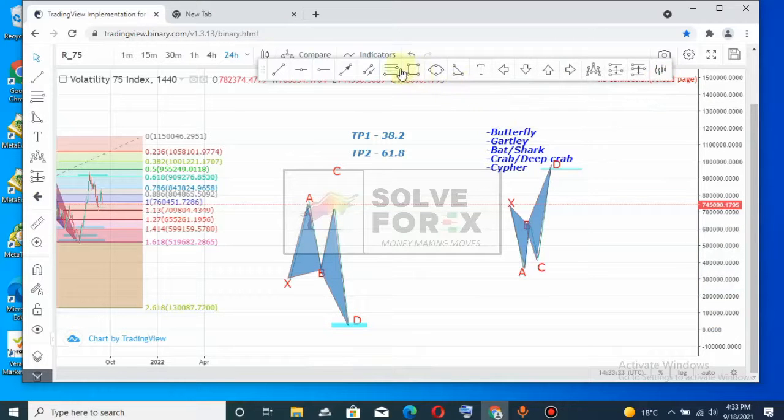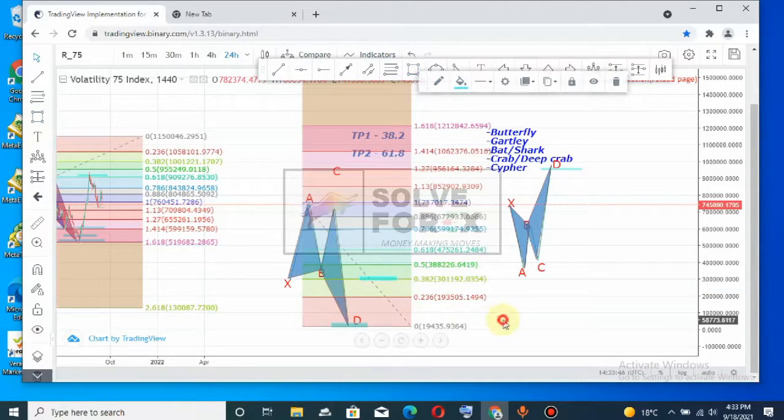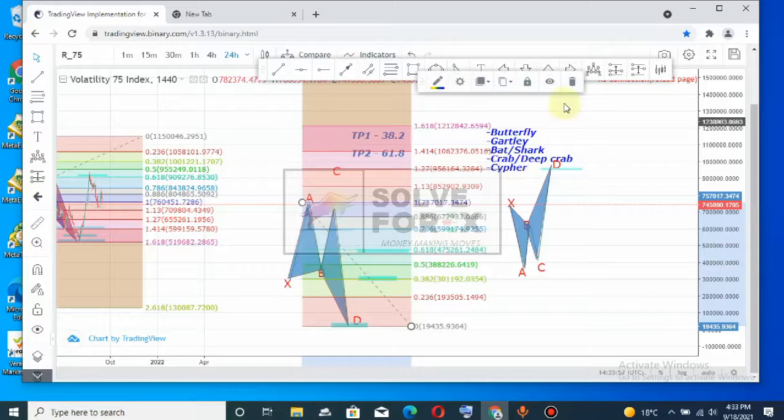You take your fibs from point A all the way to point D. As I said there, TP1 is 38.2. Always, it doesn't change on all harmonic patterns. This is your first take profit. And then that is your second take profit on all of these patterns, guys. First target is always 38.2 and second target is always 618.